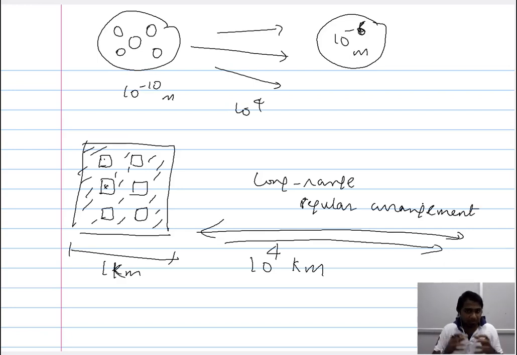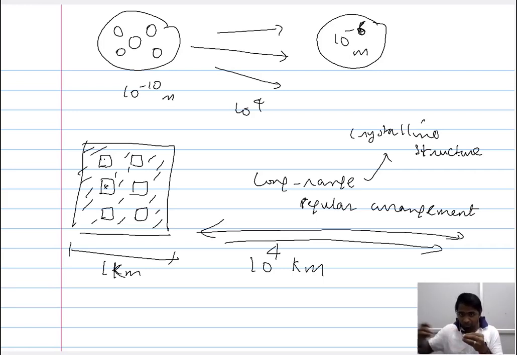If not, we do not refer to it as long range regular arrangement, and this long range regular arrangement is what gives us the crystalline structure. So when we say in minerals the fundamental entities, ions, atoms, molecules, are arranged in a regular manner that extends over a very long range, then essentially we are saying that minerals are crystalline in nature.